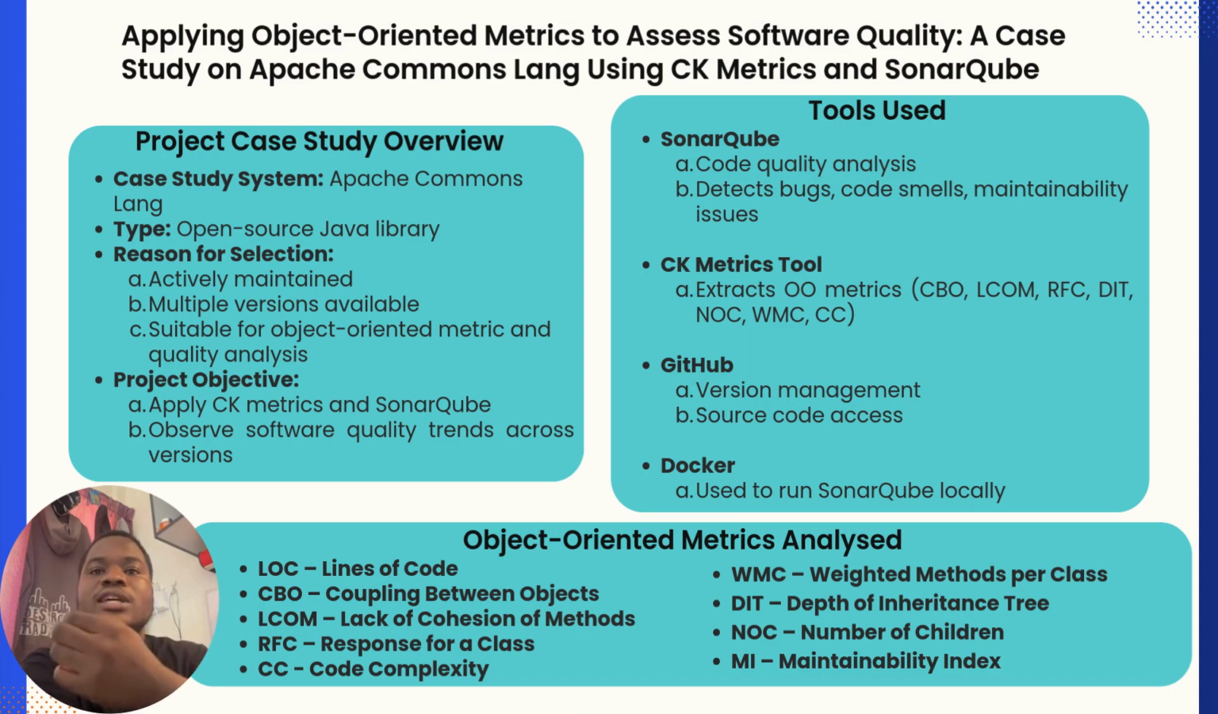The object-oriented metrics analyzed include the lines of code, which is LOCB. Then there's CBO, LCOM, RFC, WMC, DIT, NOC, and the MI, which is the maintainability index, which we then use to analyze software quality trends based on the different versions.